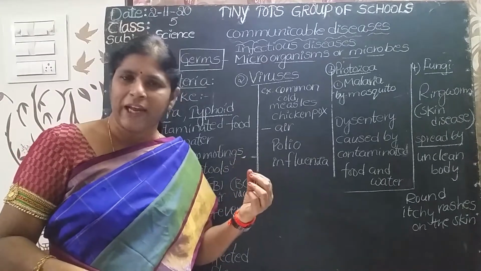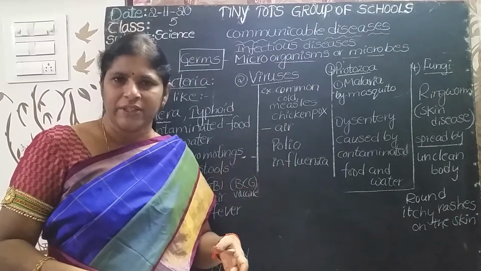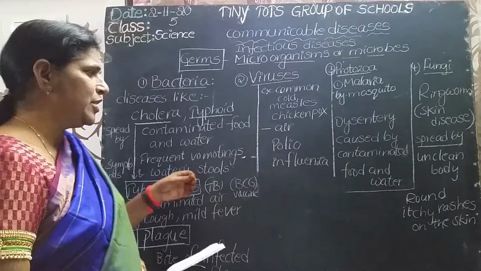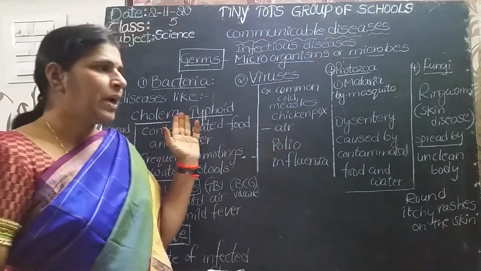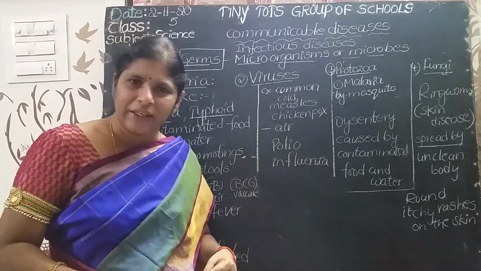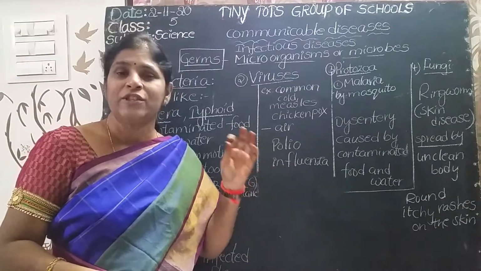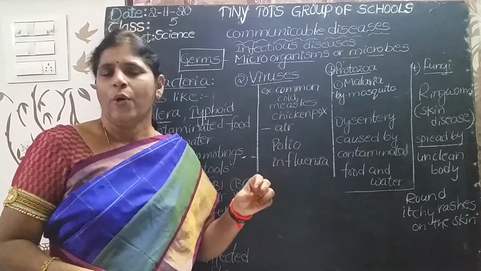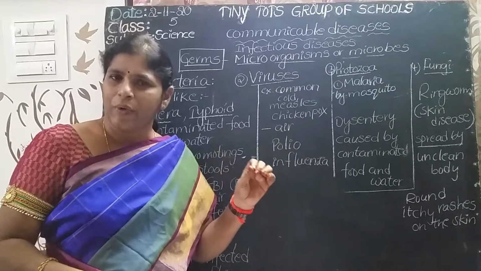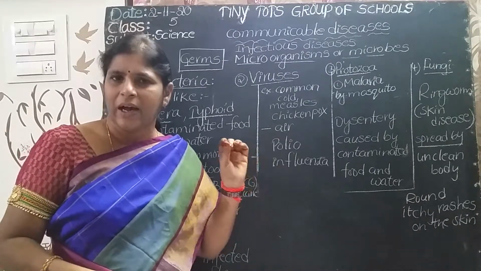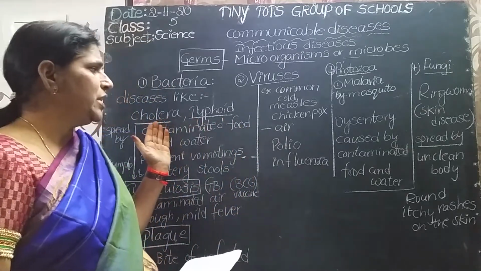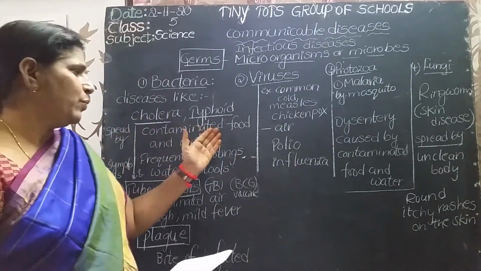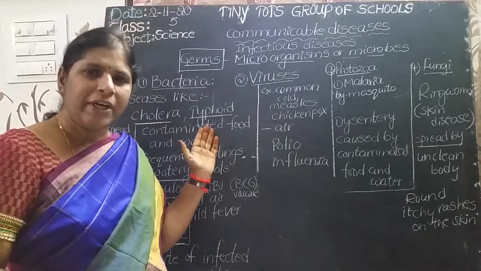Don't eat outside food like manchuria, noodles and pani puris. If that food contains bacteria, we may get vomiting and loose motions, meaning watery stools. So cholera and typhoid are caused by bacteria. Don't forget it. Cholera means loose motions, watery stools many times, and frequent vomiting. How do these diseases spread? They spread by contaminated food and water.